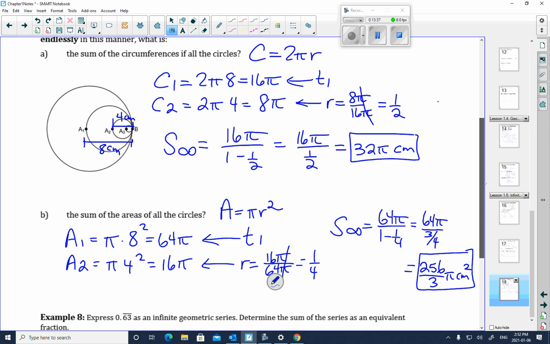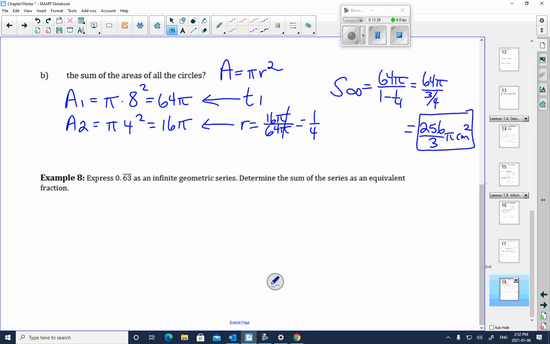And for the last question, really cool question if you ask me, is do you ever think of how you can figure out what a repeating decimal is as a fraction? Well, I'm going to show you. It actually has to do with infinite geometric series. So 0.63 repeating means it's 0.63, 63, 63, 63. Does everybody understand that?